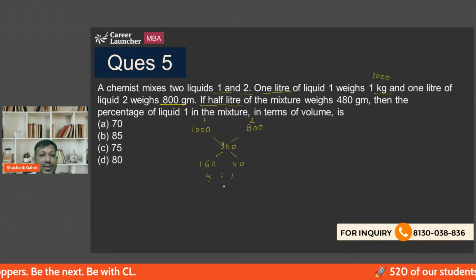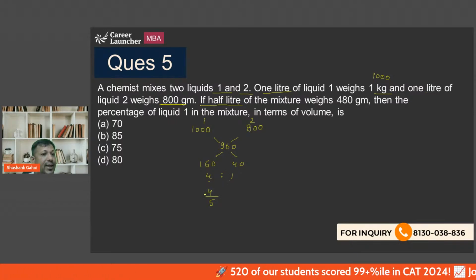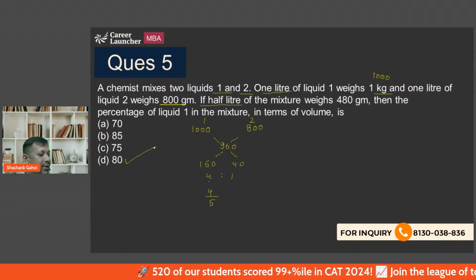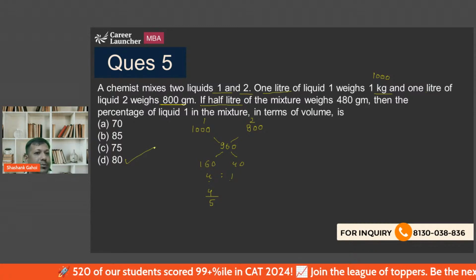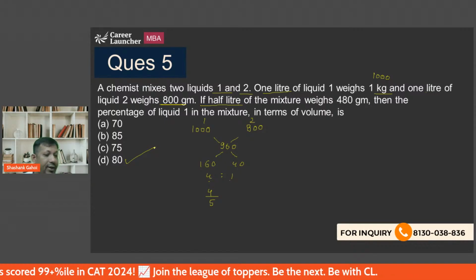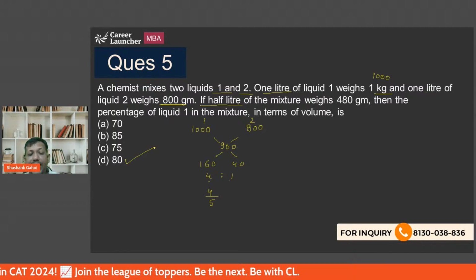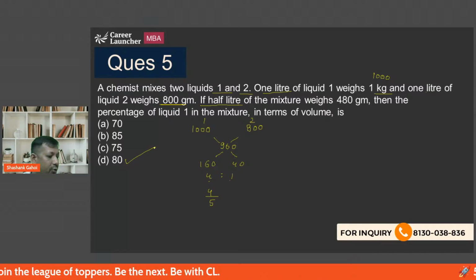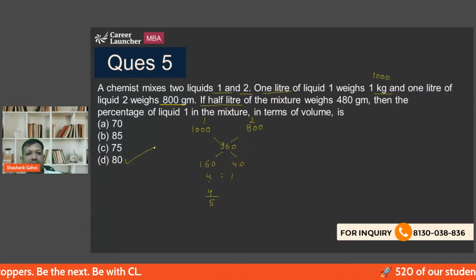So what is the percentage of liquid 1? That is 4 out of 5. That is 80%, and that's going to be option D. So this is again a question of allegation. Again, if anyone has any doubt or doesn't understand any concept, kindly do let me know in the comment box. I'll respond to you.